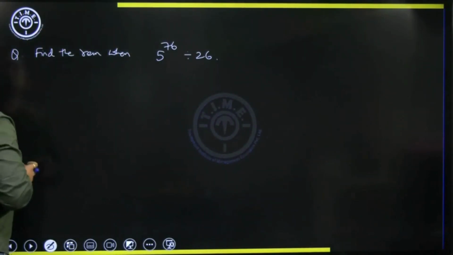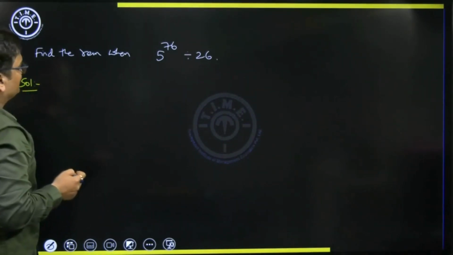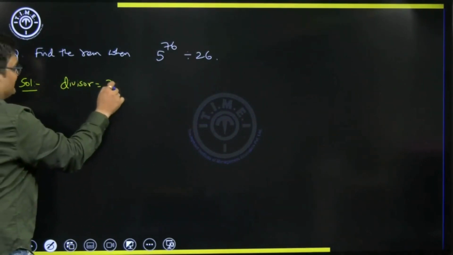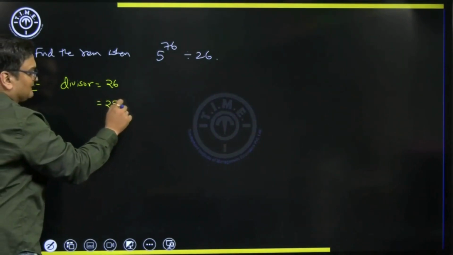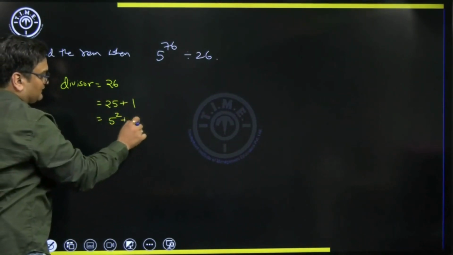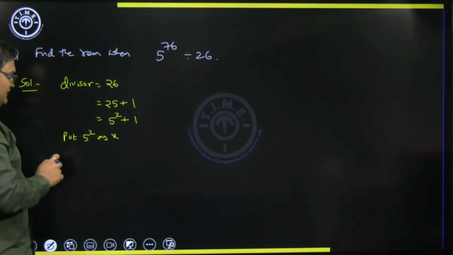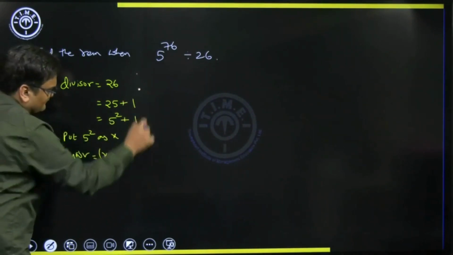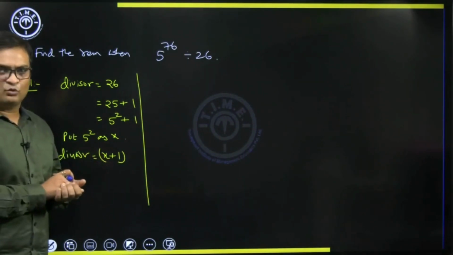The method would be, please note, consider the divisor, which is 26. Our divisor should be of the form x plus a or x minus a. So can we write this as 25 plus 1, which is nothing but 5 square plus 1? Here let us put 5 square as x. When I do that, my divisor will be x plus 1, correct? So the divisor is in terms of x plus a, or rather x plus 1.